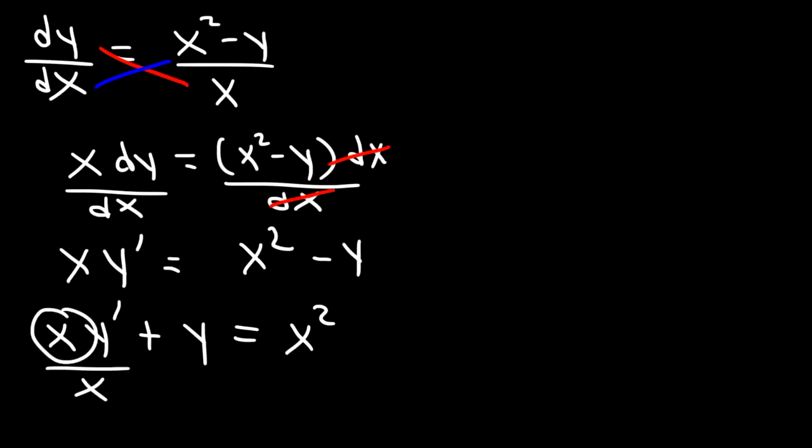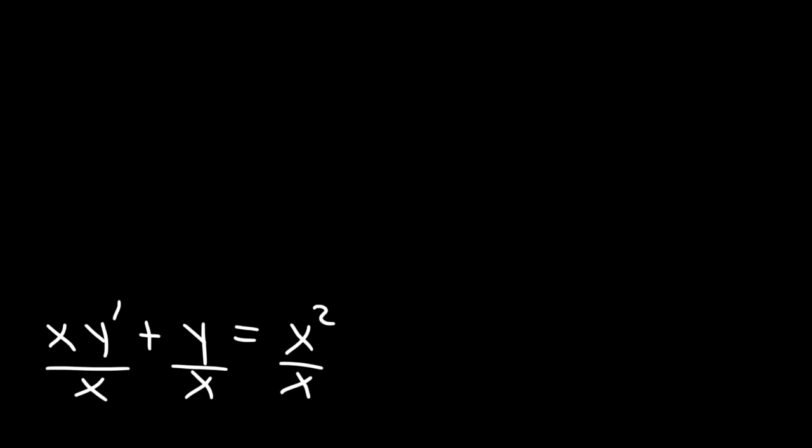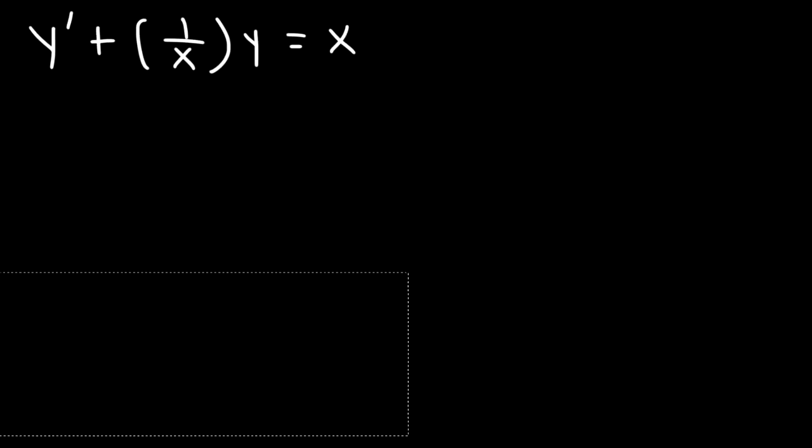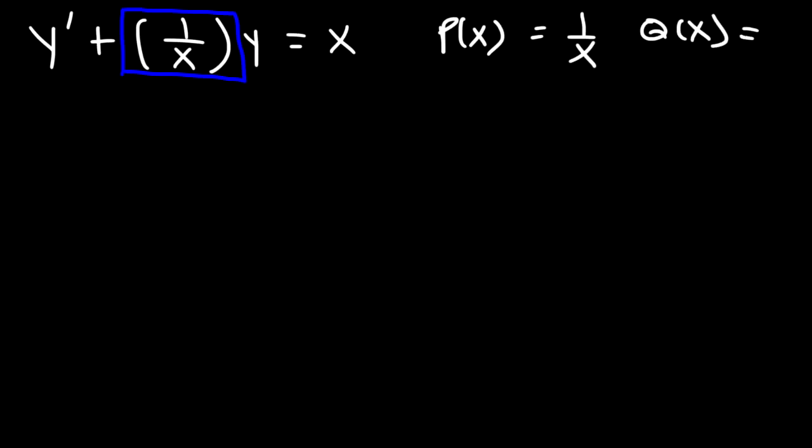So we need to make this a 1. Let's divide everything by x. And so now we have it in standard form. y prime plus 1 over x times y is equal to x. So we can see that p(x) is 1 over x, and q(x) is equal to x.